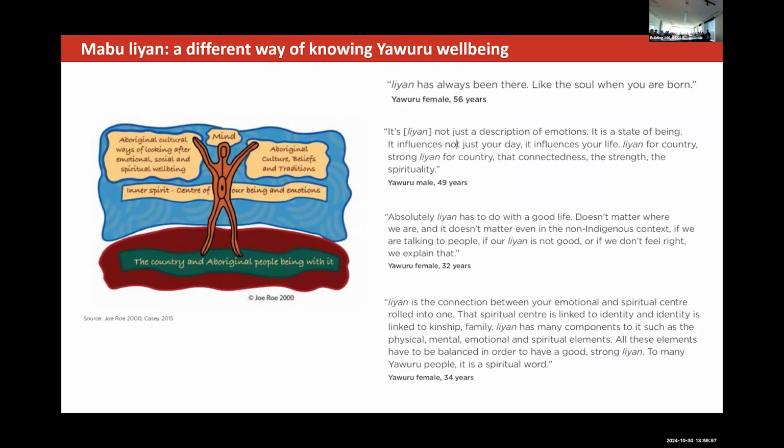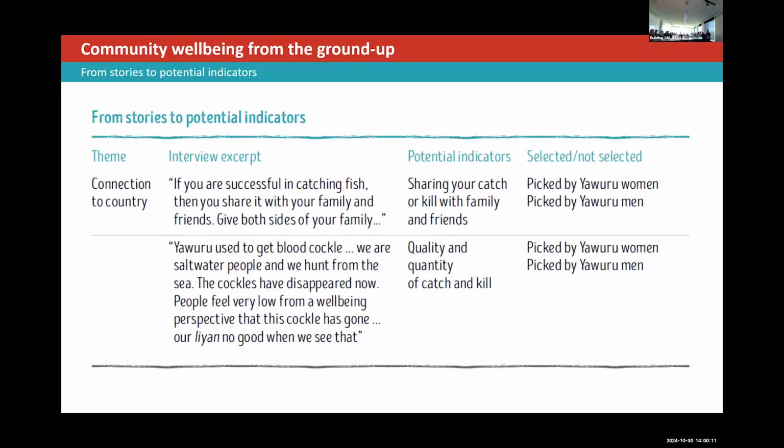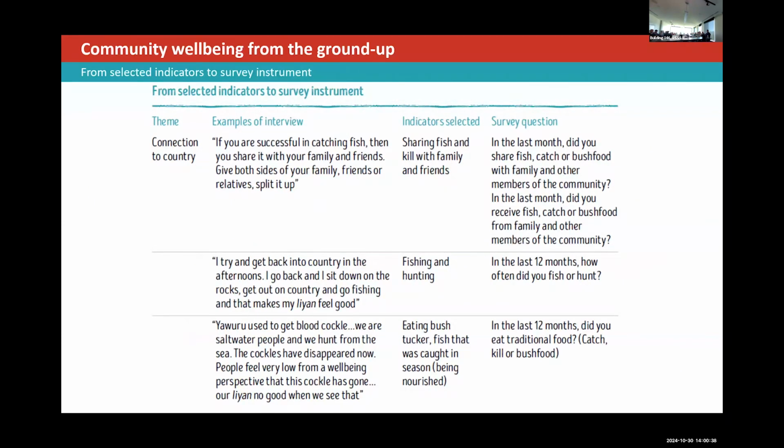So we started with stories from Yawuru women and men about what Lian meant to them. But importantly, it's been the process of generating indicators around well-being that you can really see Yawuru voices throughout the entire process. So where the stories were given to me around Mabu Lian, that became the source of an indicator. So every indicator, and there were about 103 of them, can be traced back to something that a Yawuru person had said. That was then workshopped in focus groups with Yawuru women and men. So we have a women's framework, but we also have a men's framework. And where there were commonalities, that became part of the Yawuru well-being framework. And from there, we then created the survey question.